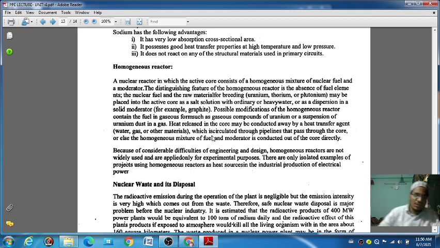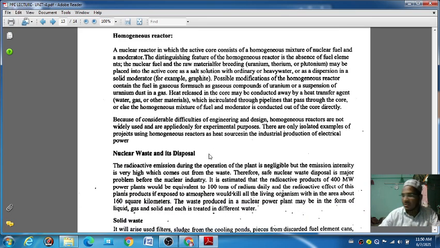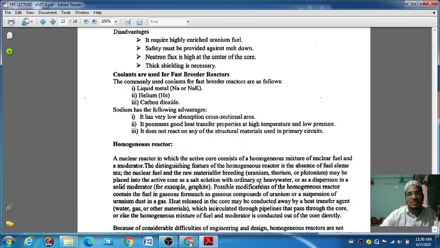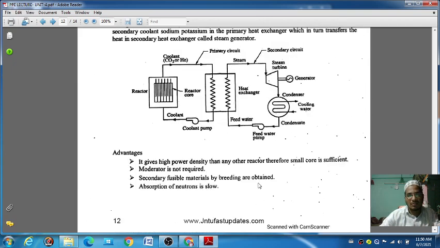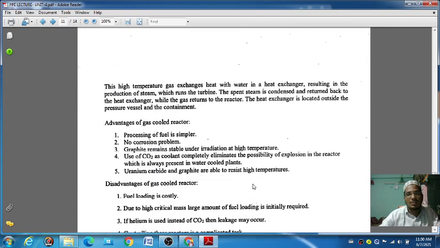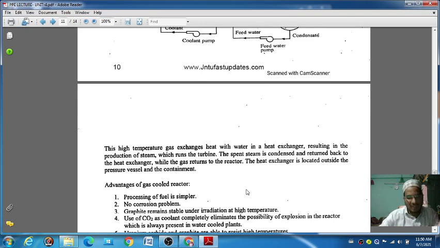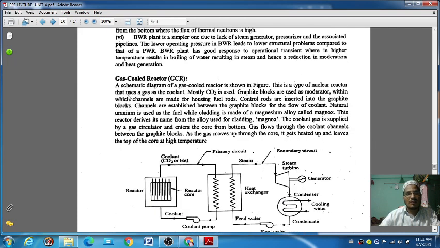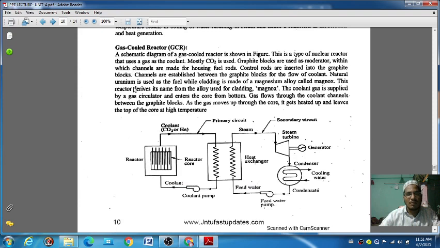The next one is nuclear waste and its disposal. As per your syllabus content, one of the reactors is the gas cooled reactor, which was not discussed in the last class because we have to discuss in the serial order of the syllabus. In the PDF the gas coolant reactor is there, but not in the correct order. So there is no problem for us. We will discuss as per our syllabus content.